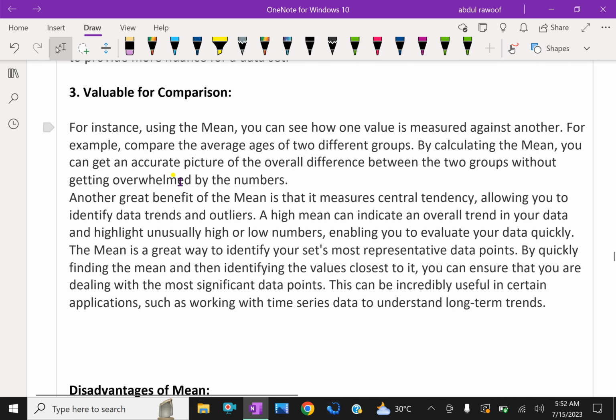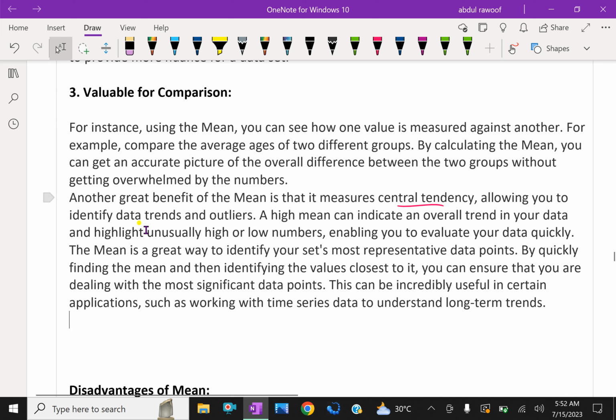Next is valuable for comparison. For instance, using the mean, you can see how one value is measured against another. For example, compare the average ages of two different groups. By calculating the mean, you can get an accurate picture of the overall difference between the two groups without getting overwhelmed by the numbers.